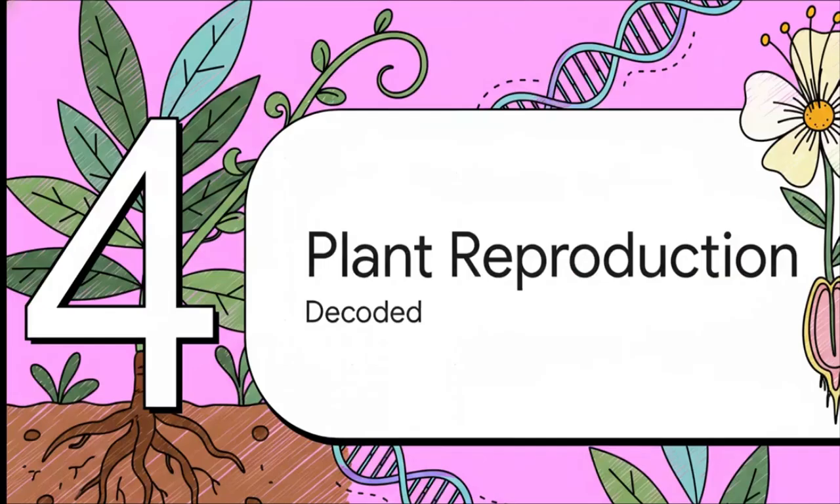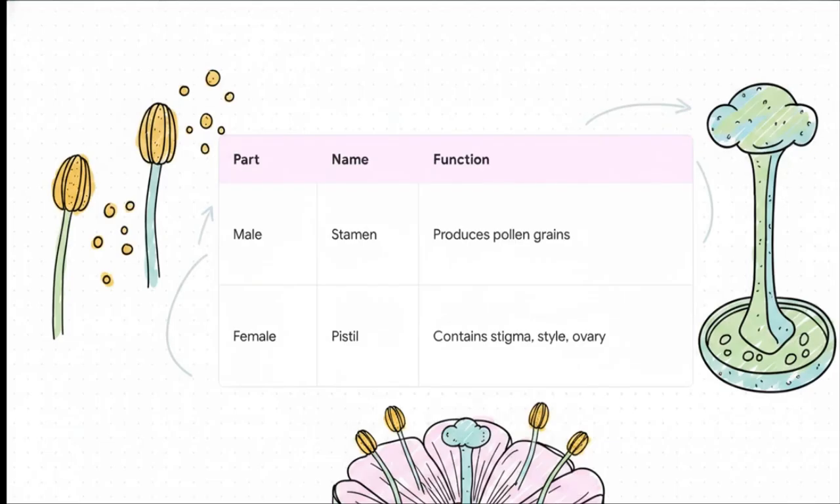fuse together. Section 4, Plant Reproduction Decoded. We all kind of know how animals find partners, but plants are literally stuck in the mud. So how does this actually work inside a flower? Let's simplify the flower diagram. The stamen is the male part. Super easy memory trick, right? It produces that yellow pollen dust.